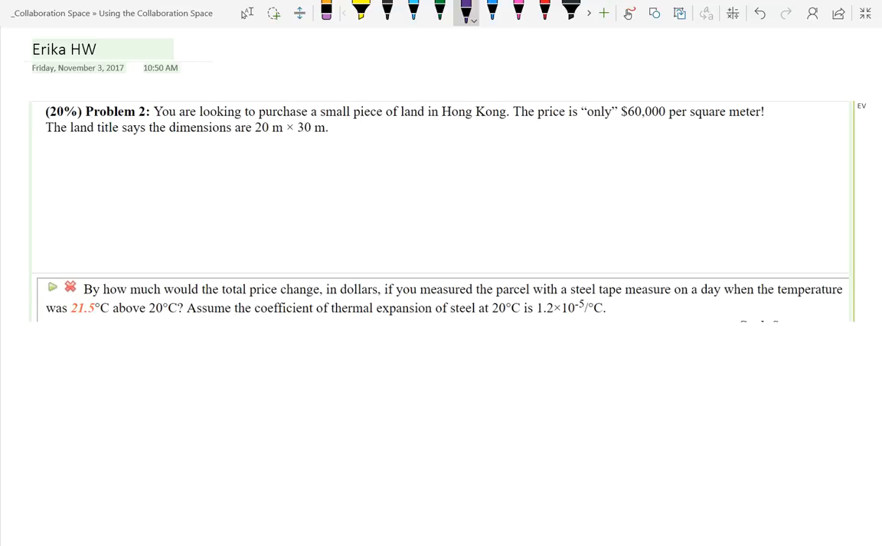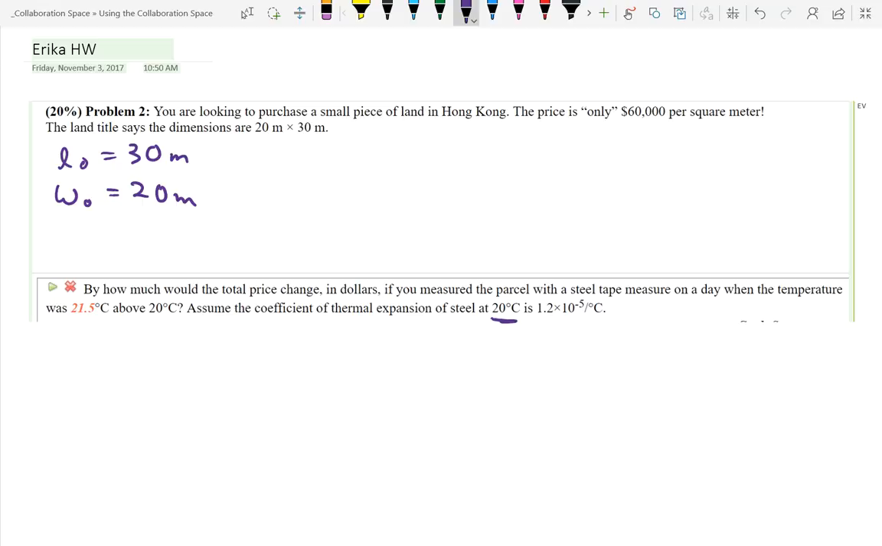So the initial length, let's say, is 30 meters, and the initial width is 20 meters. By how much would the total price change in dollars if you measure the parcel with a steel tape measure on a day when the temperature was 21.5 degrees above 20 degrees Celsius? So we are going to measure it with steel that at 20 degrees Celsius has the correct length.